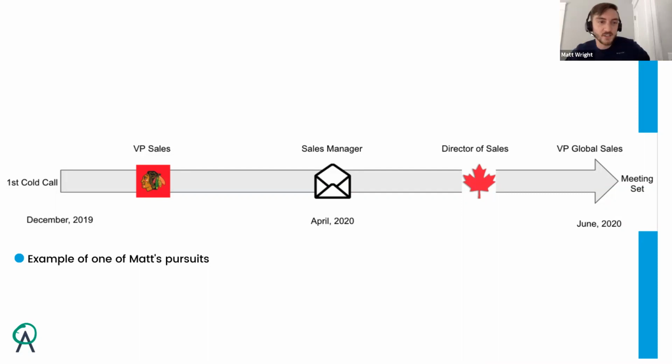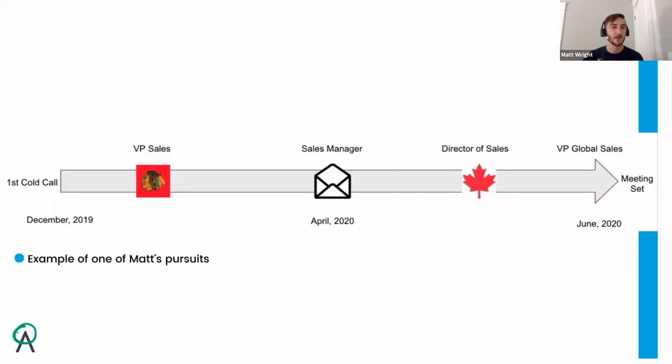Awesome. So as you can see here, we're looking at the timeline of this particular pursuit. We're starting back in 2019. It's December. The world is pretty normal. And we're looking ahead to June 2020, when finally we get that sweet meeting set.